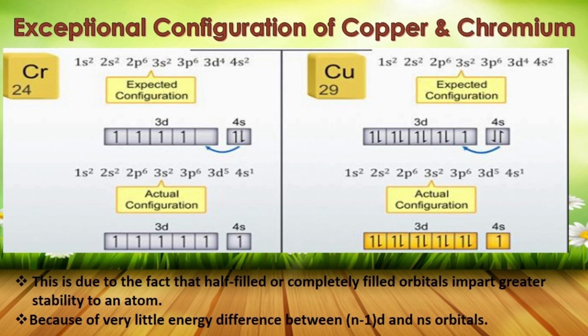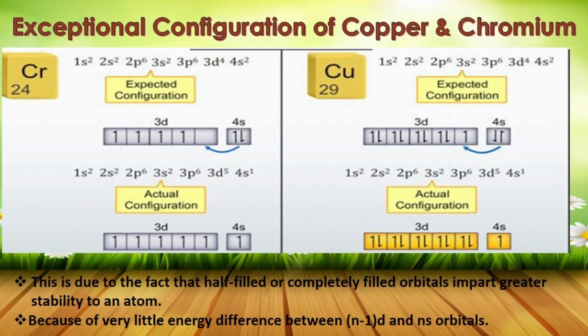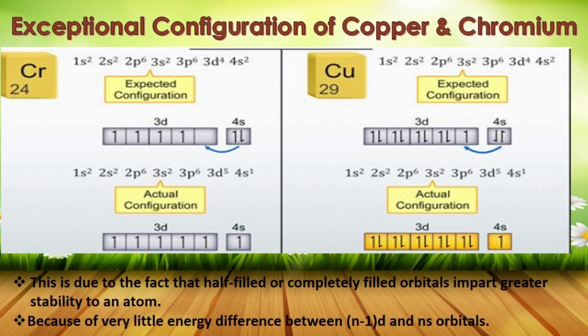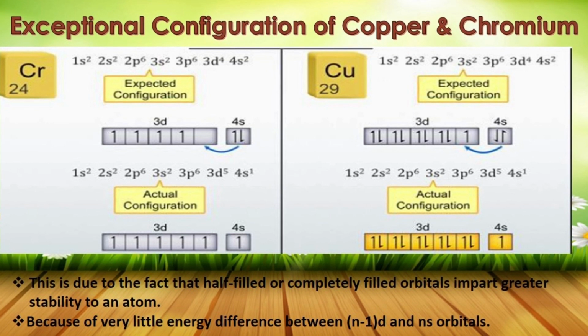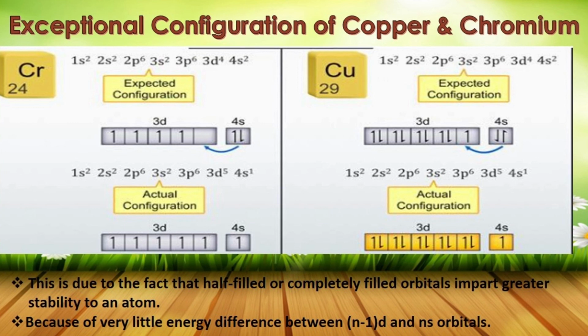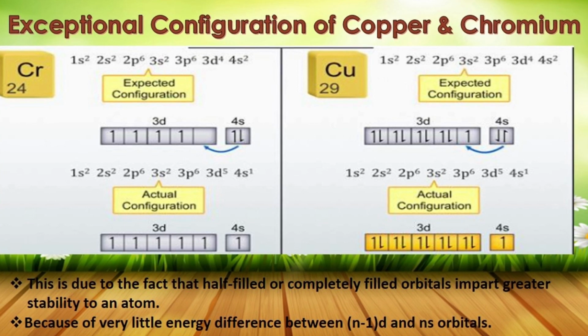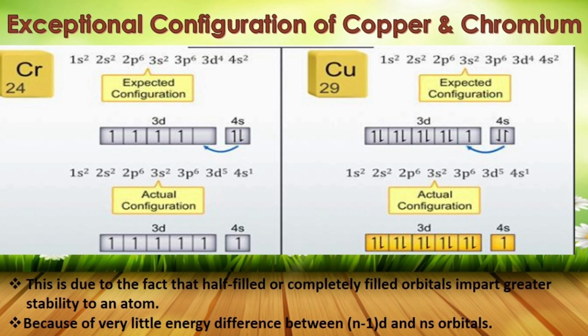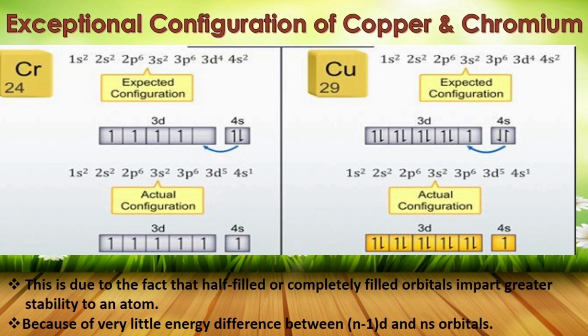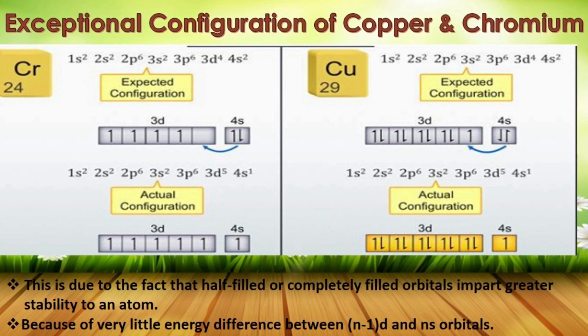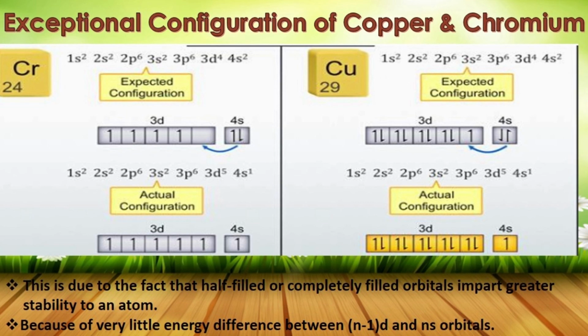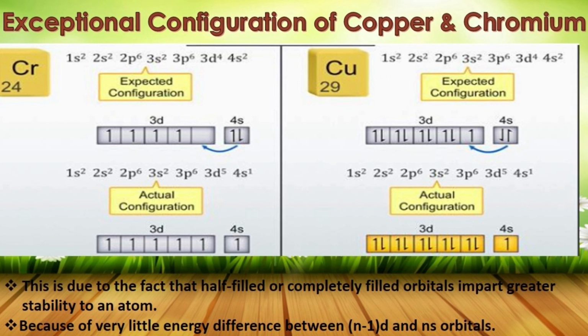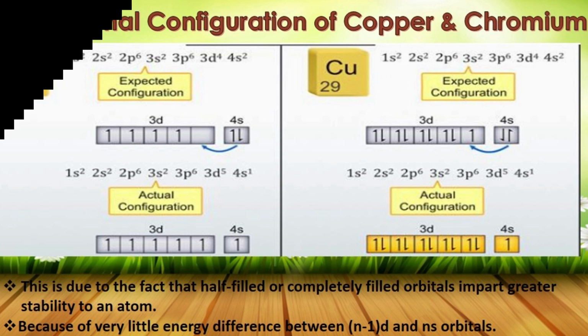Chromium and copper have exceptional electronic configurations because of the very little energy difference between (n-1)d and ns orbitals. The second important reason is that, as we all know, half-filled and completely filled electronic configurations are relatively more stable.